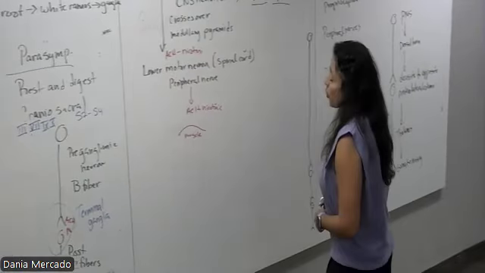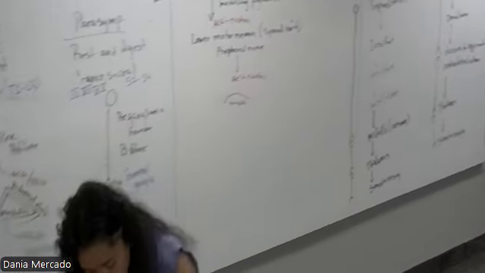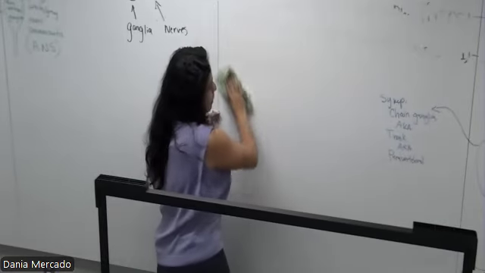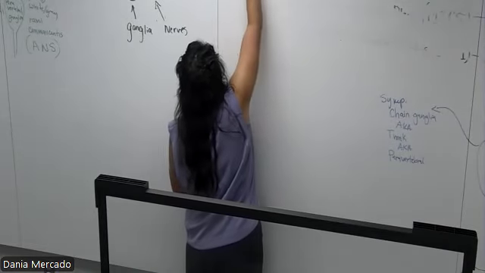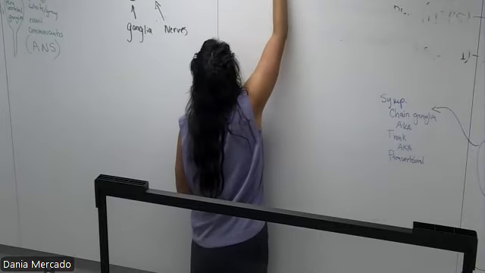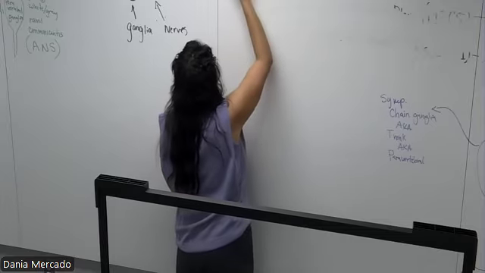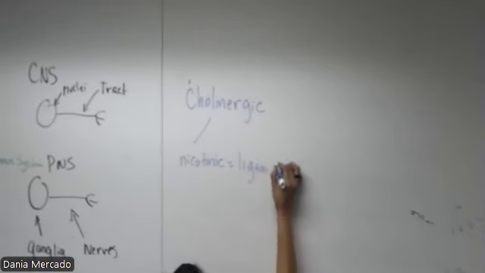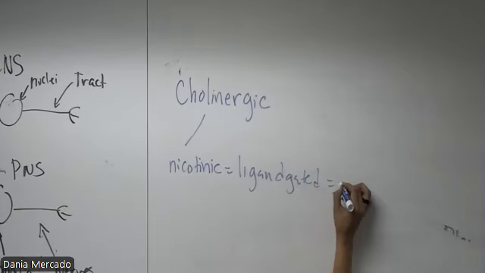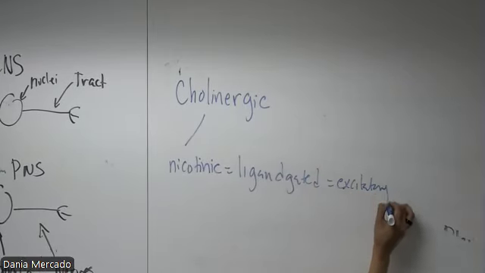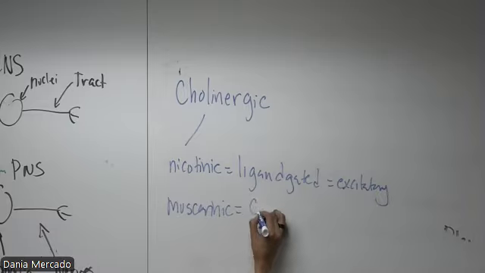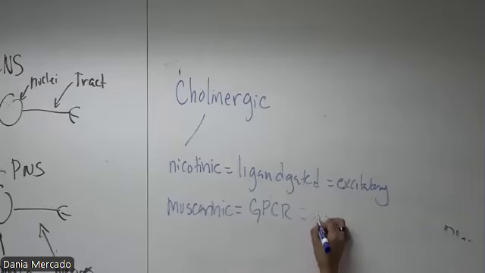In terms of those receptors, we can go ahead and generalize them and place them into categories. You're going to have the ones for acetylcholine, which are called cholinergic, and that is going to be nicotinic, which is ligand gated, which is going to be excitatory, or you're going to have muscarinic, which is going to be a GPCR, G protein coupled receptor, which is going to be inhibitory.